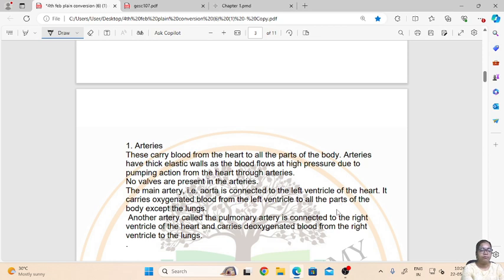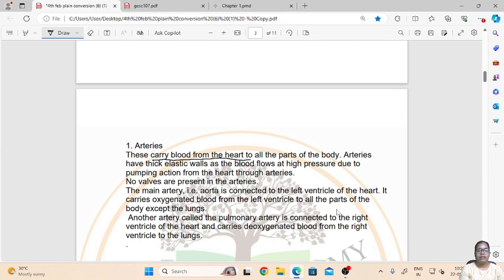Arteries carry blood from the heart to all parts of the body. Arteries have thick elastic walls as blood flows at a high pressure due to the pumping action of the heart. There are no valves present in the arteries, and the main artery, that is the aorta, is connected to the left ventricle of the heart, and it carries oxygenated blood from the left ventricle to all parts of the body except the lungs. Another artery called the pulmonary artery is connected to the right ventricle of the heart and carries deoxygenated blood from the right ventricle to the lungs.